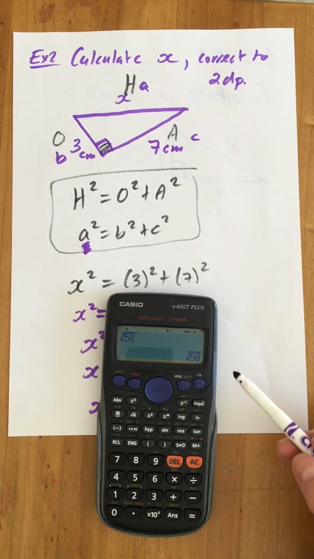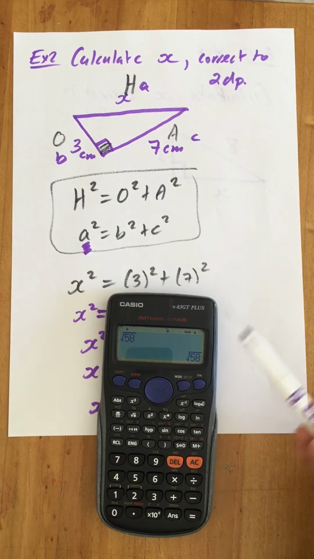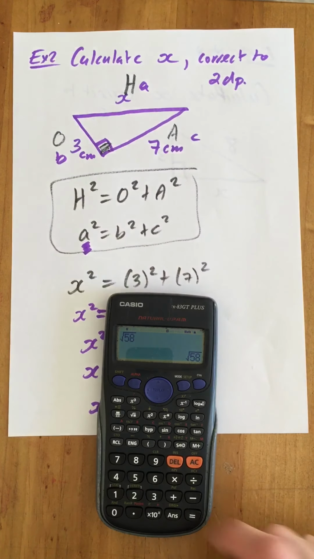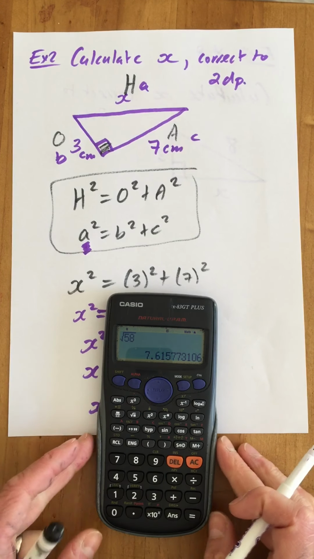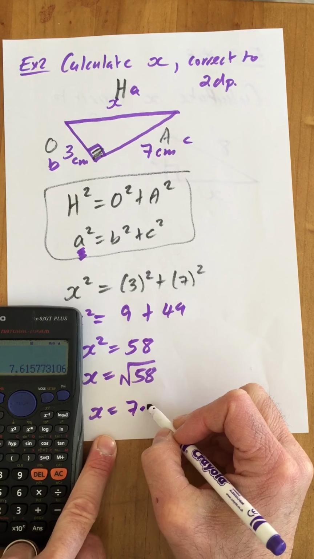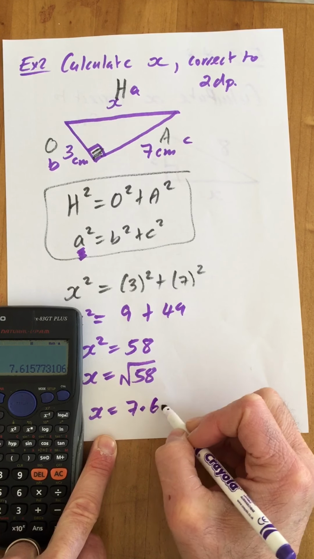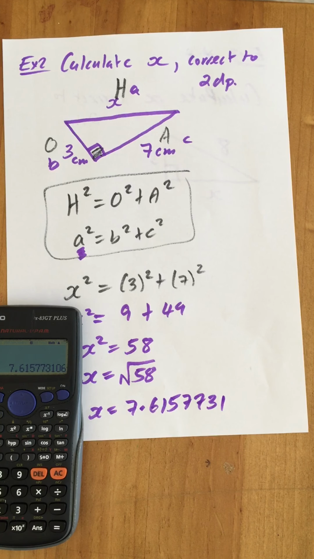Now you'll notice that on my calculator I get the square root of 58 as my answer. That's called your answer in surd form. Because the question wants it in decimals, I press my SD button. And when I press my SD button, I get 7.61577, and there's loads of decimals. I'm going to write a few of them out. 7.6157731.